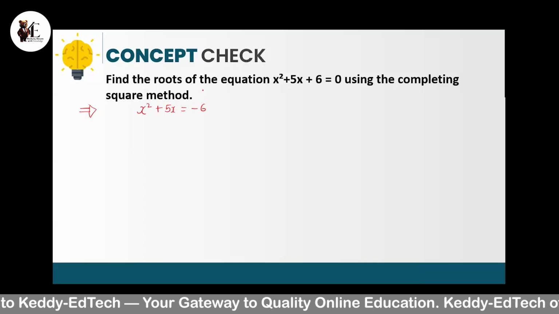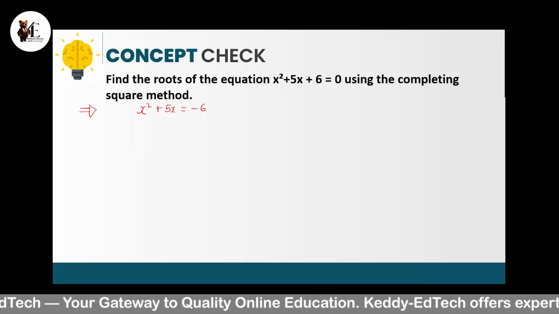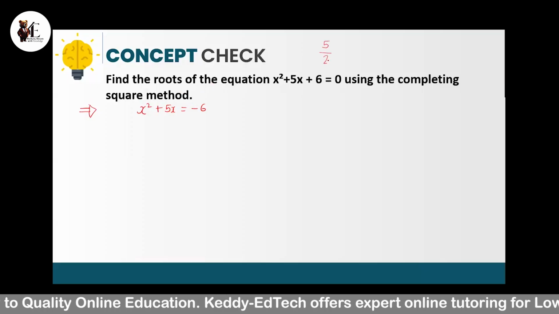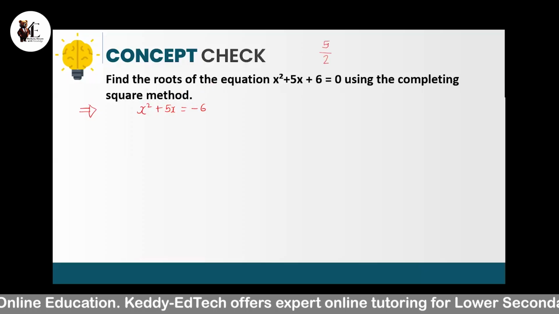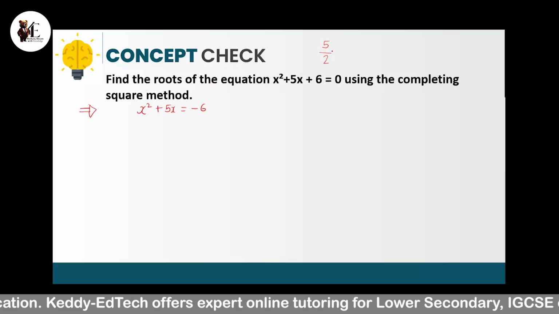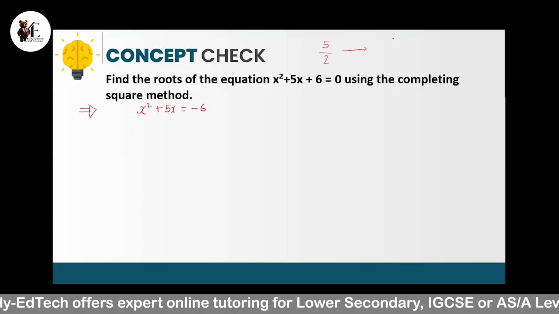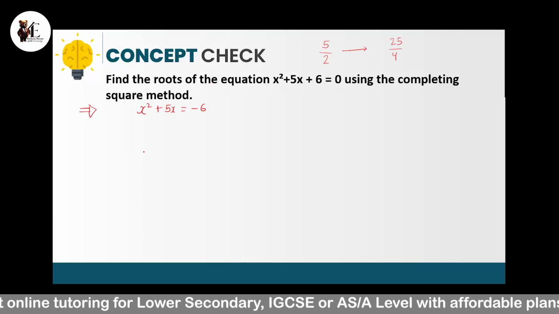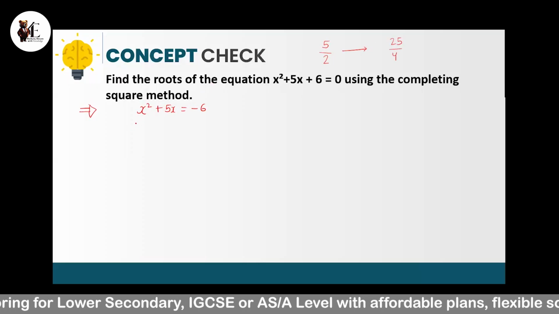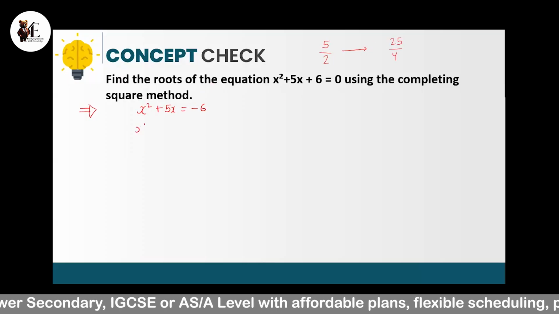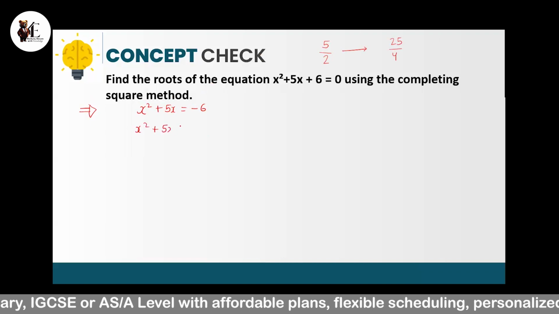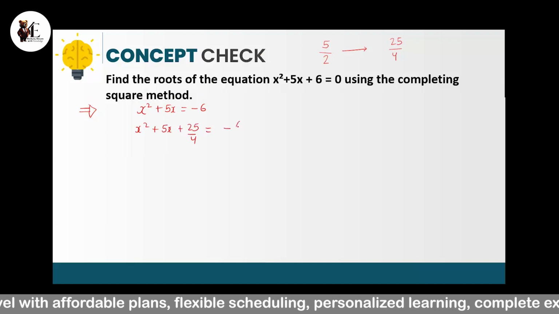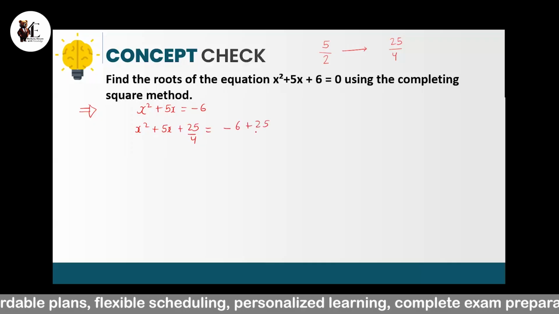Then we have to do half of the coefficient of x. The coefficient of x is 5 and its half will be 5 over 2, because for half we divide by 2. And then we have to do the square of it, so the square will be 25 over 4. Then we have to add this on both sides. So x square plus 5x plus 25 over 4 is equal to minus 6 plus 25 over 4.